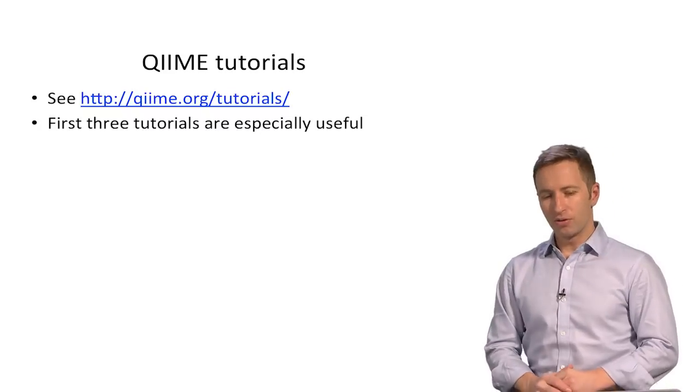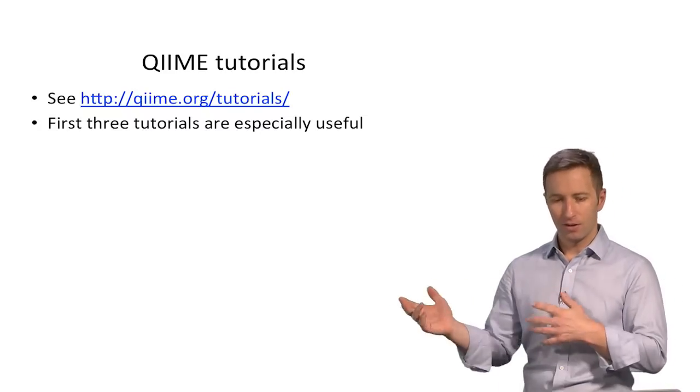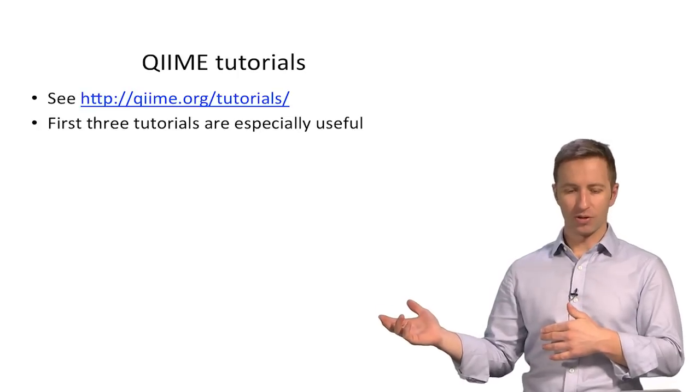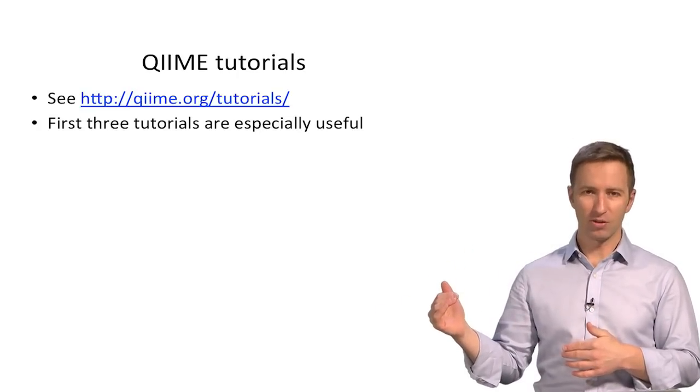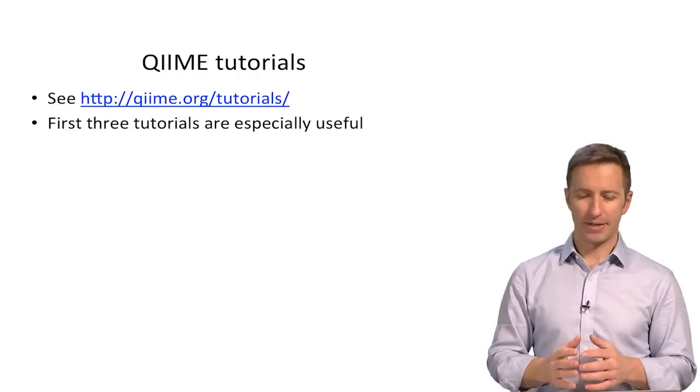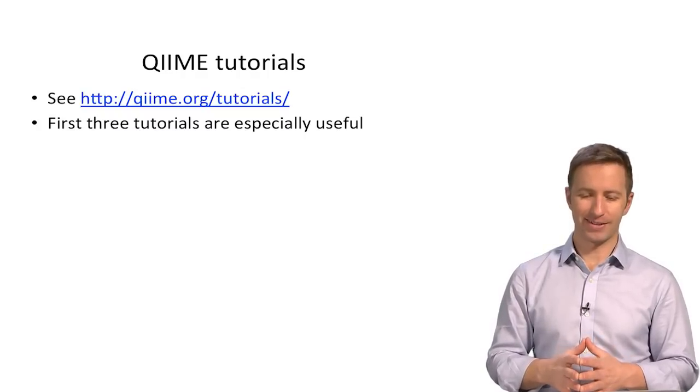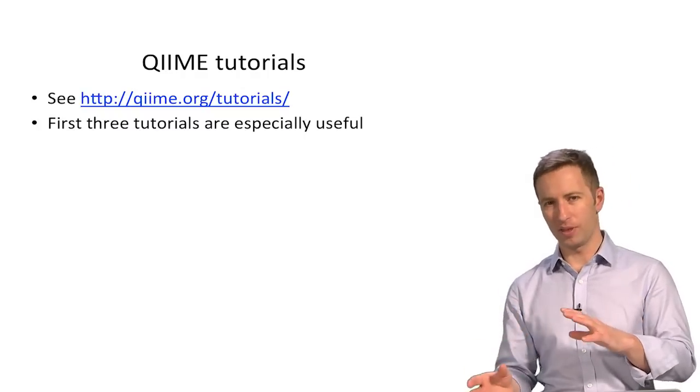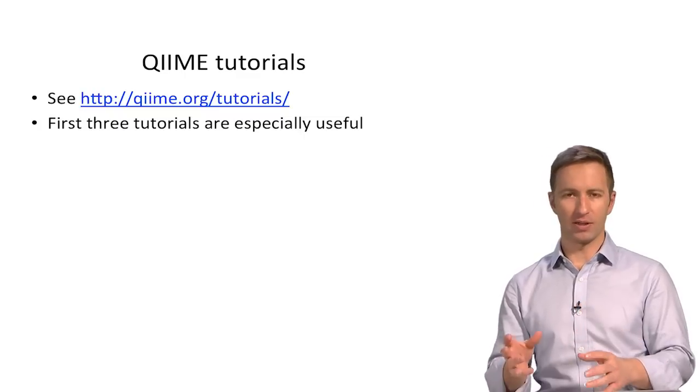There are several great tutorials for using Qiime online. You can visit qiime.org/tutorials. The first 3 tutorials are especially useful. They walk you through the core diversity analyses, and they also discuss ways of dealing with Illumina data and ways of doing OTU picking.